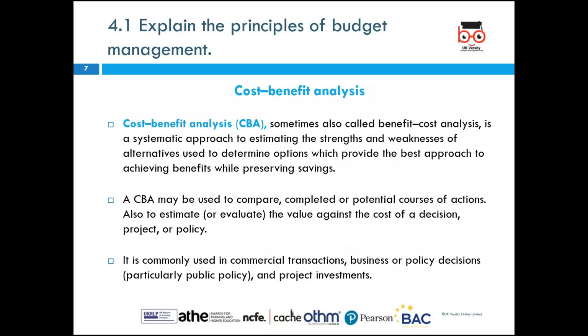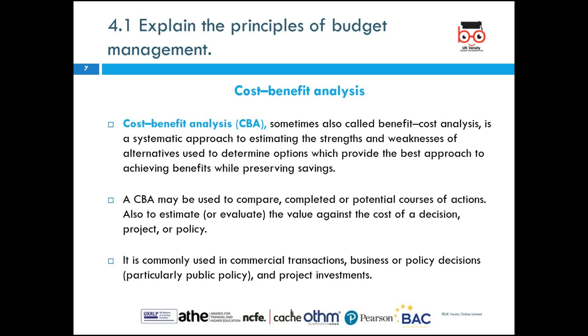Then we go on to cost-benefit analysis. Now, this can be known as CBA, or it can sometimes be called benefit cost analysis. It's all the same thing. And this is just an approach to where you estimate the strengths and weaknesses of what sort of alternative options you might have. So you might look at, okay, I want to get this thing here, but I can't afford that. It's not in my budget. What else can I do that's similar? So you're looking at how good it is, what's the strength of it, what's the weakness of it, and it should help you to save money as well.